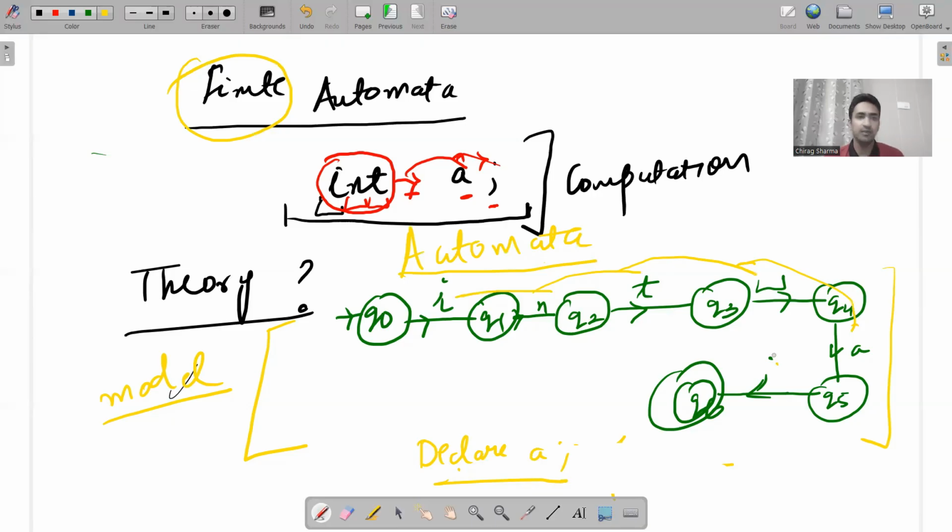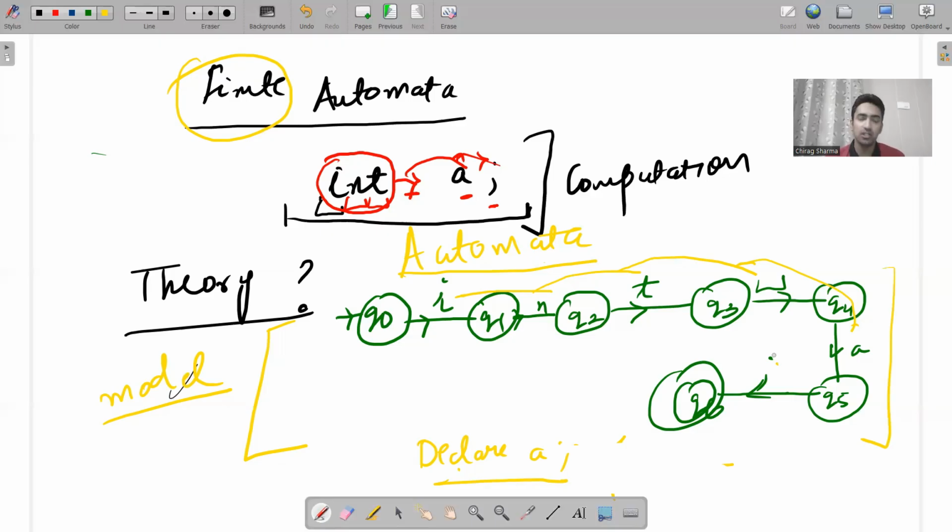So this is a theory behind computation. Any kind of computation you want to take. The computation that I took was the example of the declaration of A. So that theory is designed with the help of a model, which is known as automata. Since it is known as finite automata, why? Because we are using finite steps to create it. Hopefully this theory behind computation is clear.